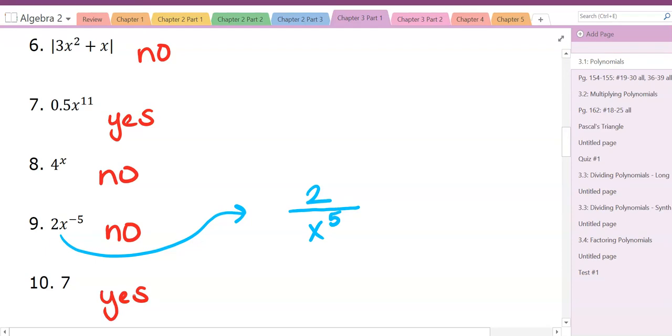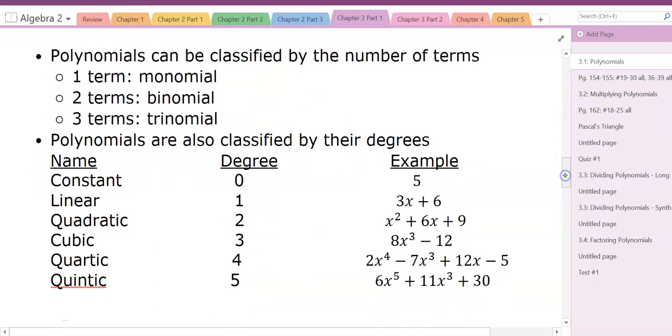Okay? All right, so let's talk about some different parts of polynomials and some different ways that they can be referred to. Polynomials can be classified by the number of terms that they have. So if they have 3 terms, 4 terms, 5 terms, 1 term, those kinds of things. These are the basic names that you should be familiar with. 1 term is a monomial, which we talked about earlier, that mono means 1. So it'd be 1 single term.